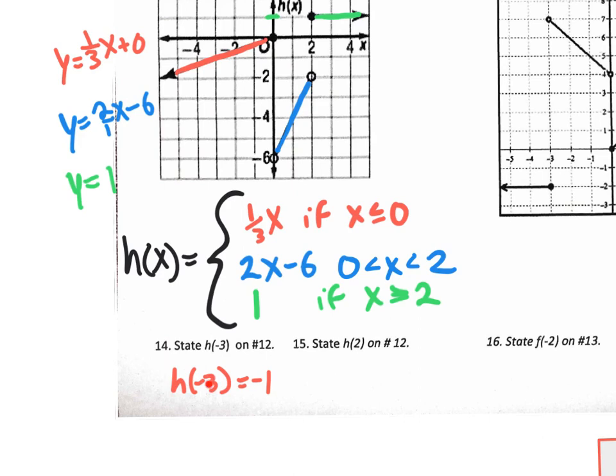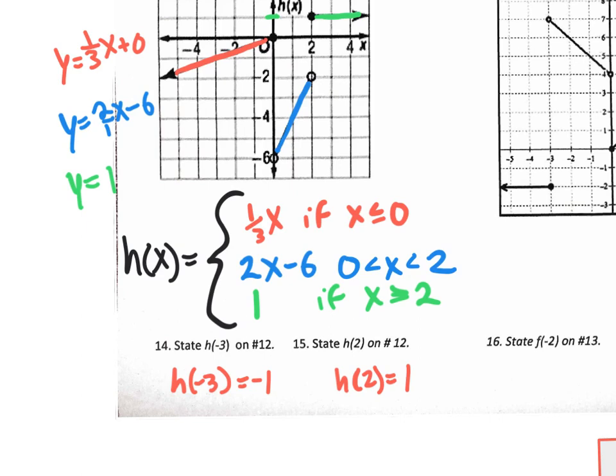Now what this is saying is to plug in -3 into here, and yeah, 1/3 times -3 will give you a -1. How about number 15 without doing math? If you look at the input of 2, what do you get out for the output? The y value of 1, because it's graphed for you. It's given to you right there. So that's your answer. H of 2 equals 1. The input 2 gave you the output 1.